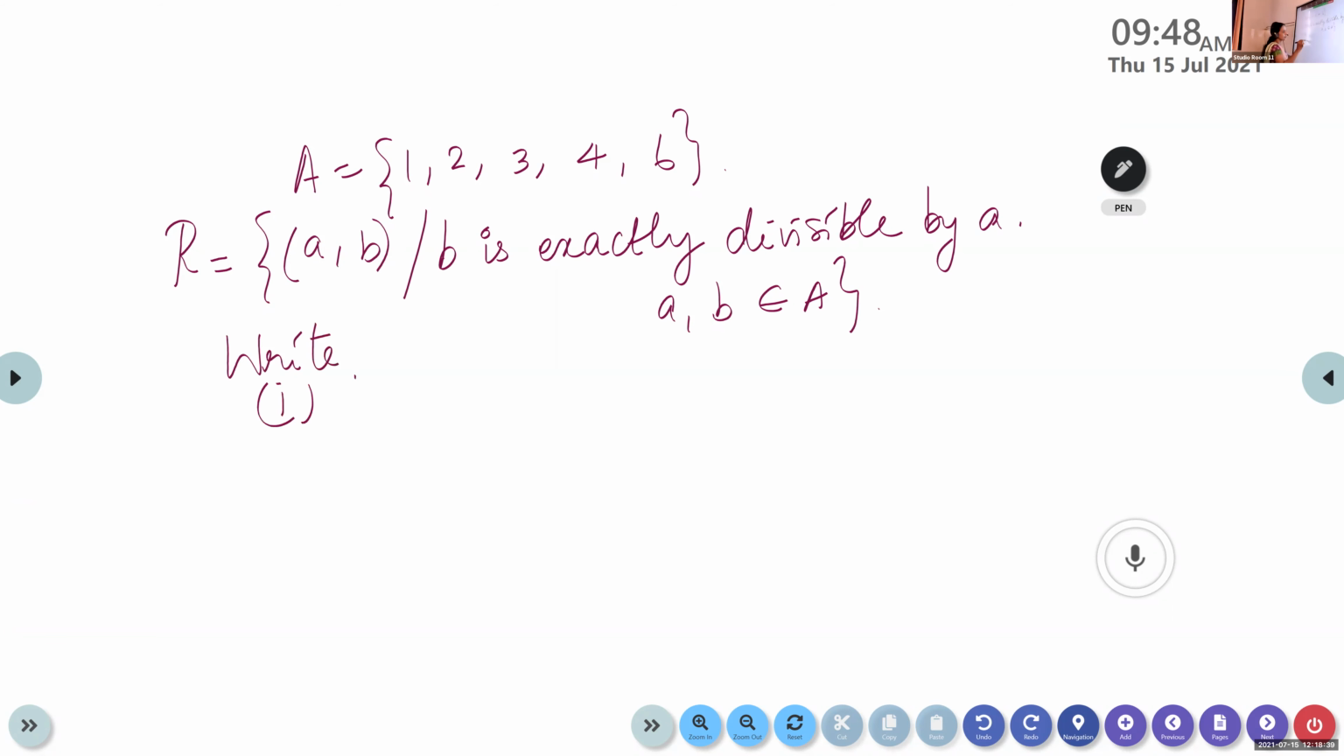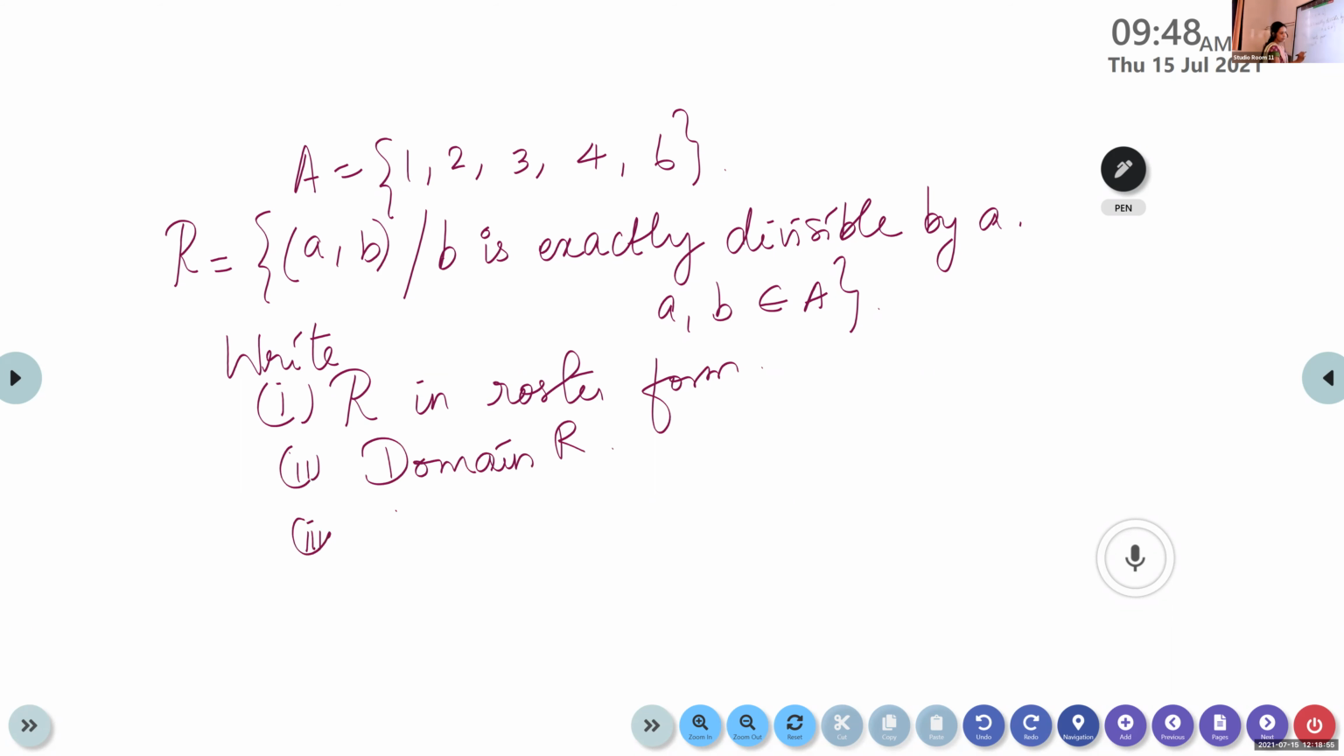First, write R in roster form. Second, the domain of R. Third, the range of R. Fourth, the codomain of R. Write this down. Try this one.